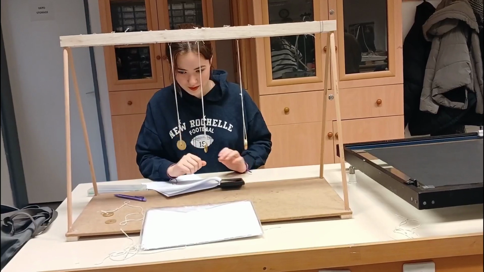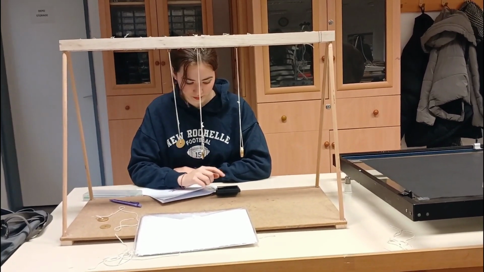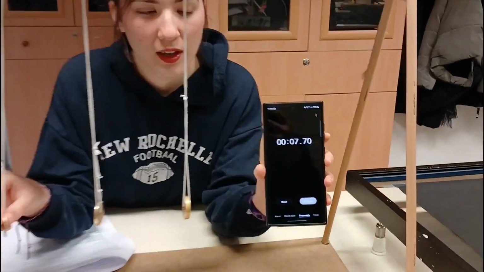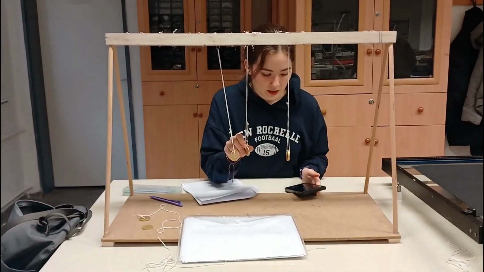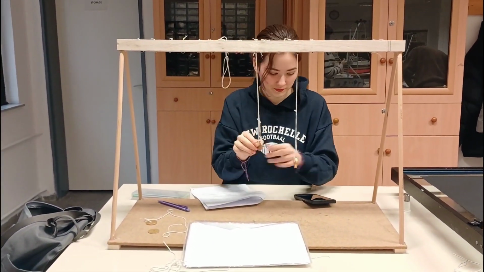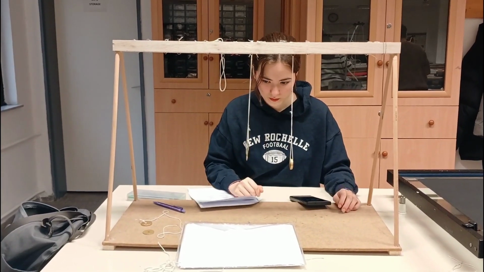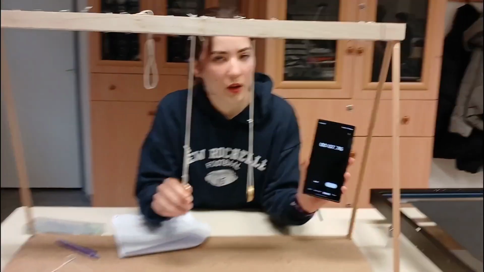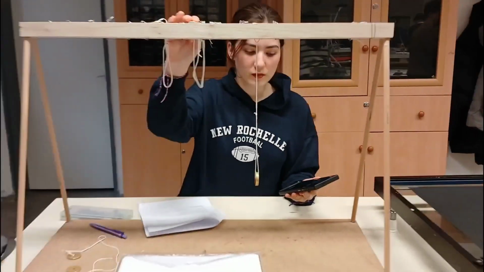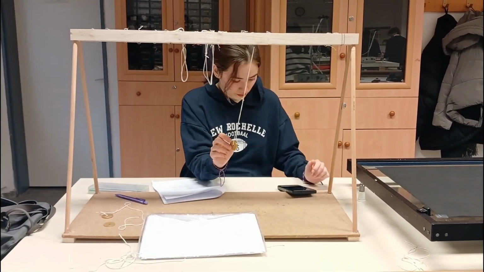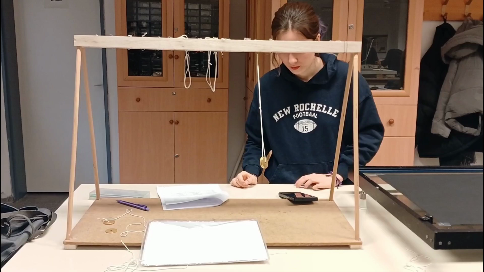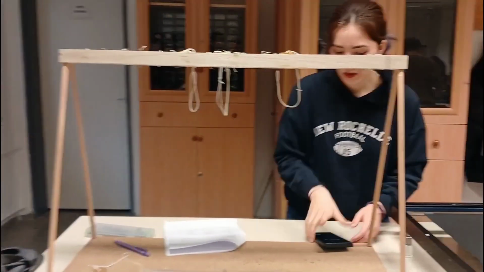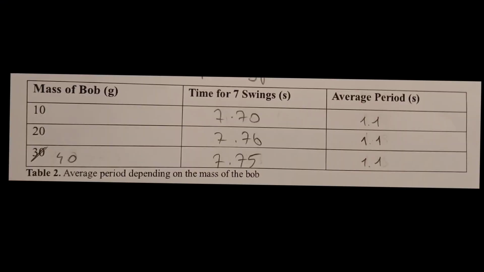Here I'm doing the second part of this experiment, which is using different bob masses. The first bob mass was 10 grams, and it gave us the result of 7 seconds and 70 milliseconds. The second bob mass was 20 grams, and it gave us the result of 7 seconds, 0.76 milliseconds. The third bob mass was 40 grams, and it gave us 7 seconds, 0.75 milliseconds.